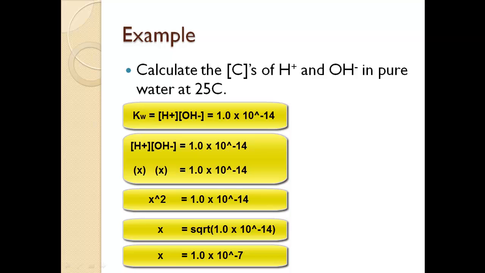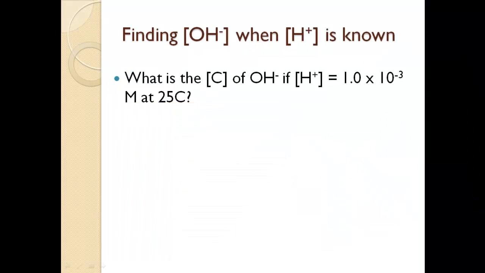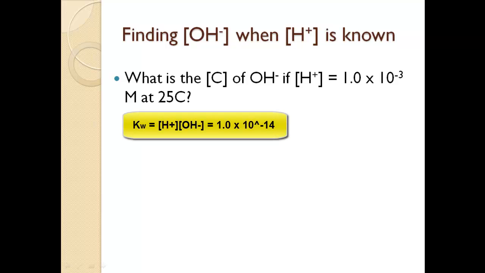We're going to do more problems like this in class, but you'll see this is really easy. What if you wanted to find the concentration of OH minus when you know the concentration of the other one, the H plus? Well, it's also a very simple math problem. Here, again, you use the constant. So the constant is 1.0 times 10 to the negative 14th, equal to the concentration of both the H plus and the OH minus.